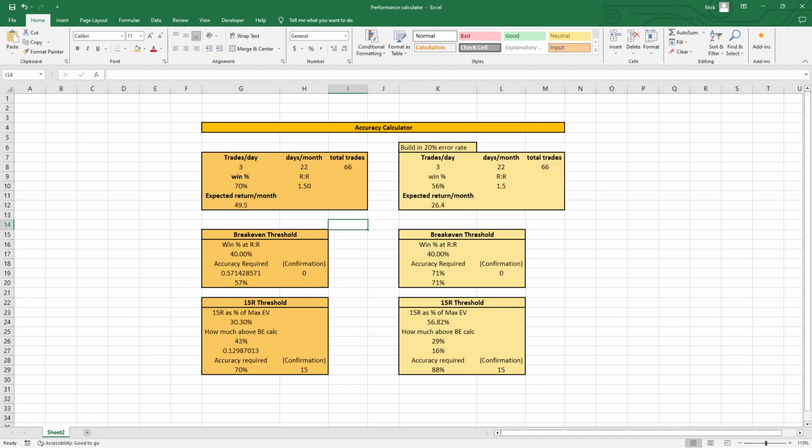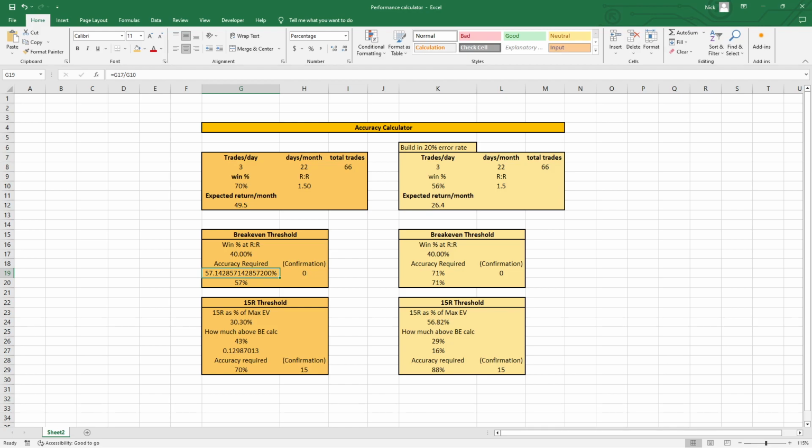So I'm just going to walk through really quickly how this works, if I can remember all the calculations I did. So this is pretty simple. The win percentage you need to be break even with this current risk reward of 1.5 is 40%. The way this then works is we take the 40% and divide that by the actual win percentage, and that gives us the accuracy rate required, assuming that every single trade that isn't followed is a loss.